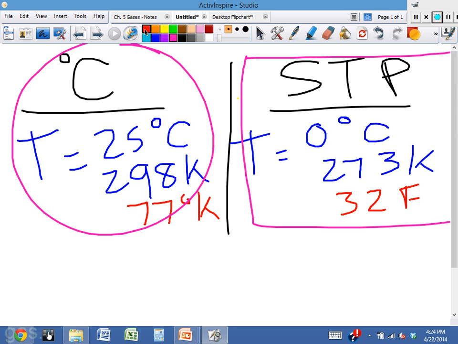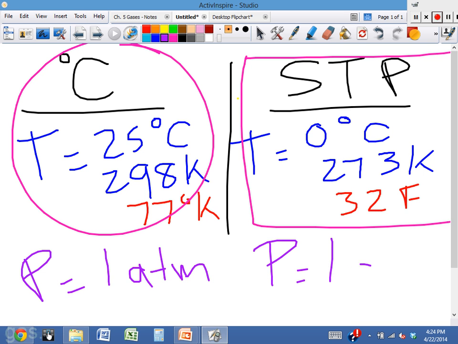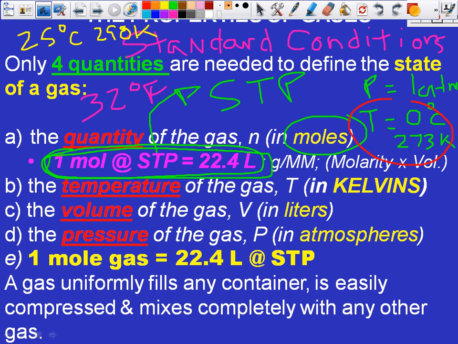The one last little factor that I do encourage you to know is that your pressure of standard conditions is also 1 atm. So the pressure doesn't change. The only difference is your temperature. And again, I wish there was an easy way to remember it, but I don't have one. All right, so that's number one.